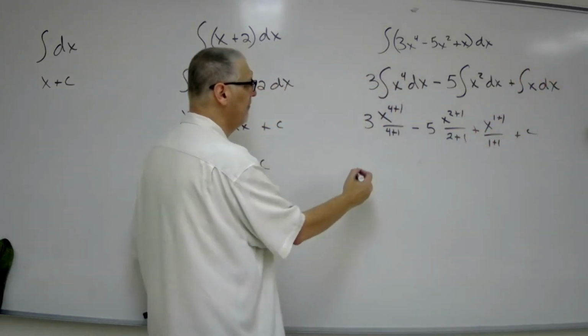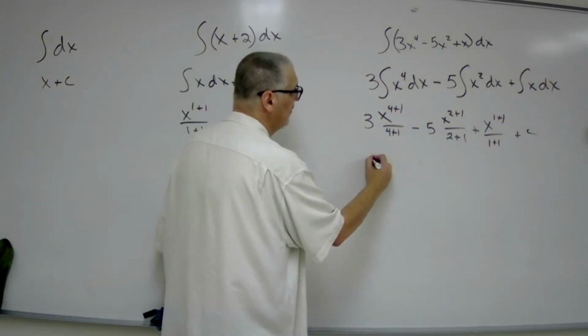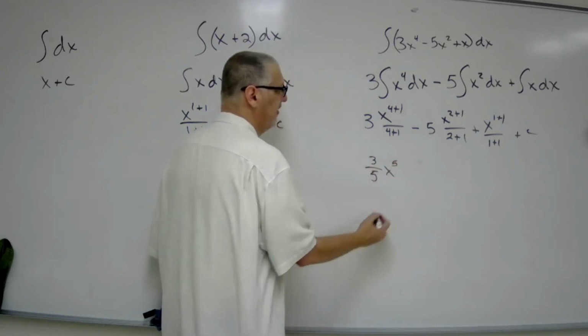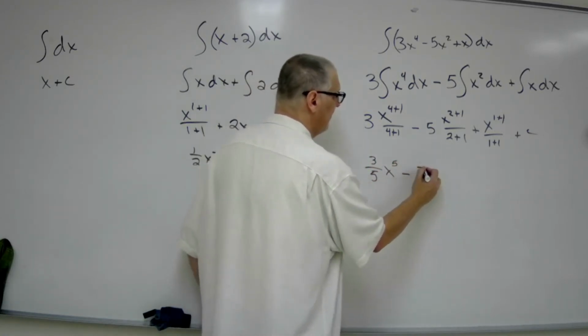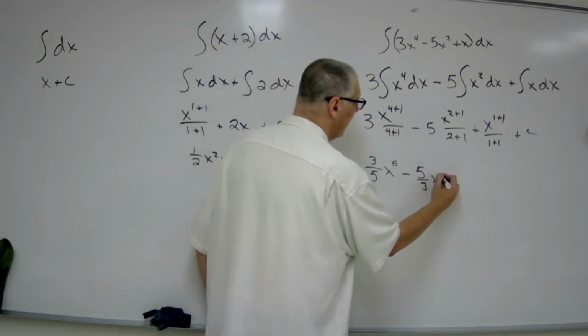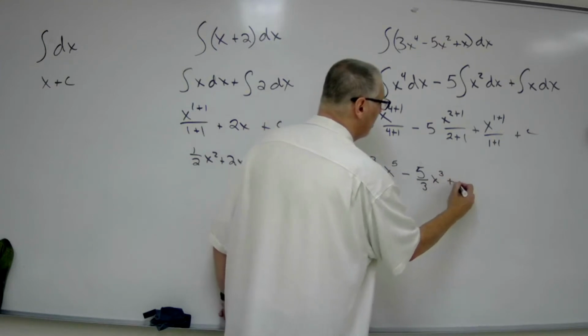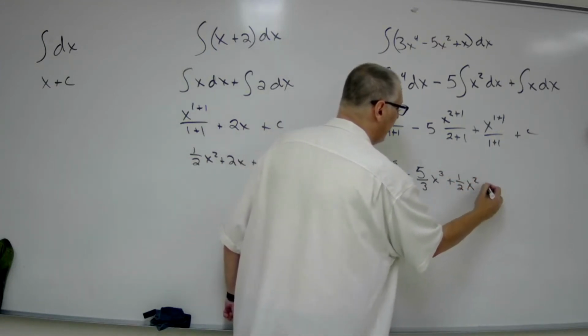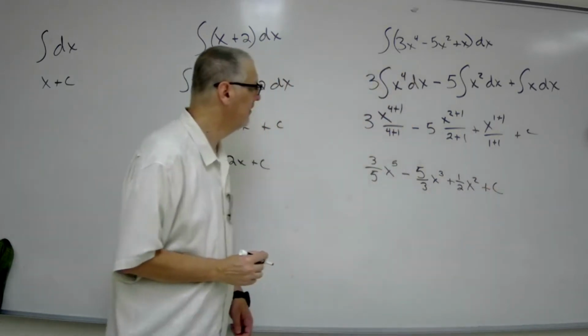Let's just clean it up. This gives me 3/5 x to the 5th minus 5/3 x cubed plus 1/2 x squared plus c. And I'm done.